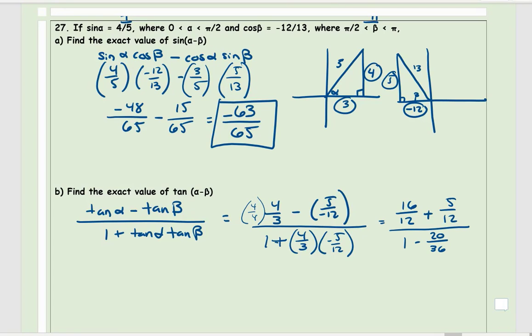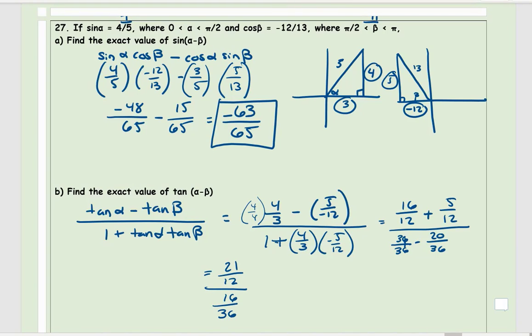I know for my next step, I'm going to have to combine these. So I'm just going to turn this 1 into 36 over 36. So we're going to continue going here. We have 16 plus 5 is going to be 21 over 12. 36 minus 20 is going to be 16 over 36.